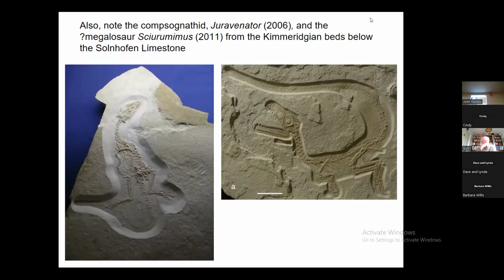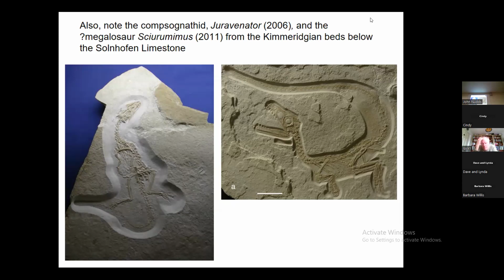And there's more. These also from Solnhofen, but these occur from the Kimmeridgian beds just below the Solnhofen limestone. And in 2006, another Compsognathid was described as Duravenator. And then in 2011, this little possible megalosaur, Sciurobimus, the squirrel mimic, was described from the Kimmeridgian.